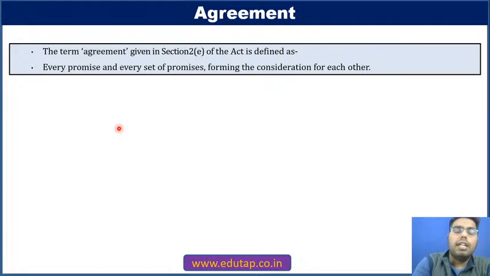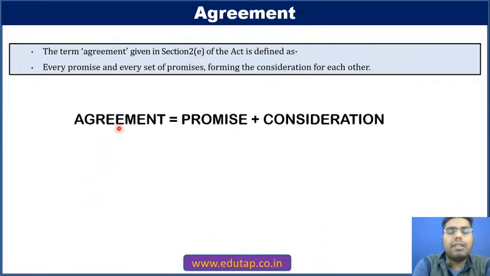Next is agreement. The term agreement is given in section 2E of the Act, and is defined as every promise and every set of promises forming a consideration for each other is known as agreement. So agreement simply means promise plus consideration. What do you mean by consideration? Anything in return. So promise plus consideration equals agreement.